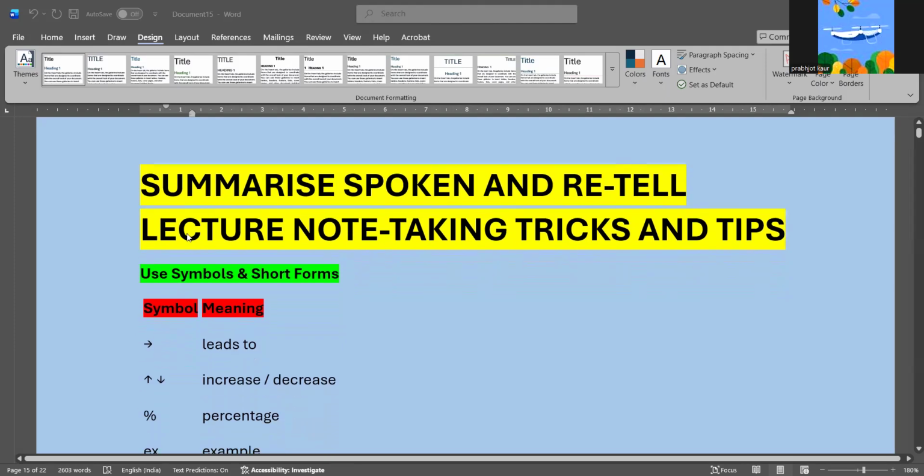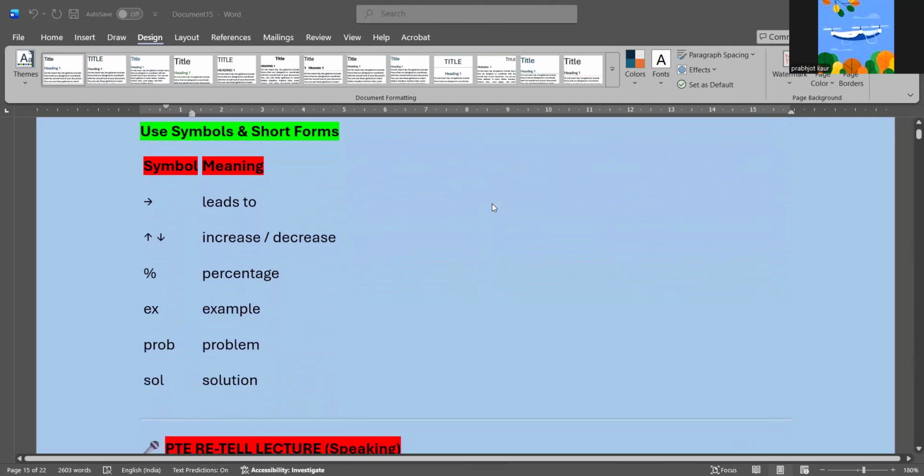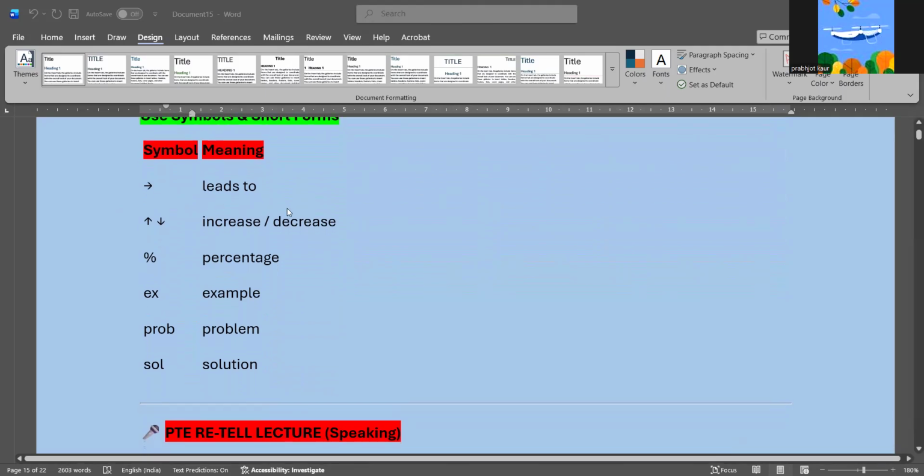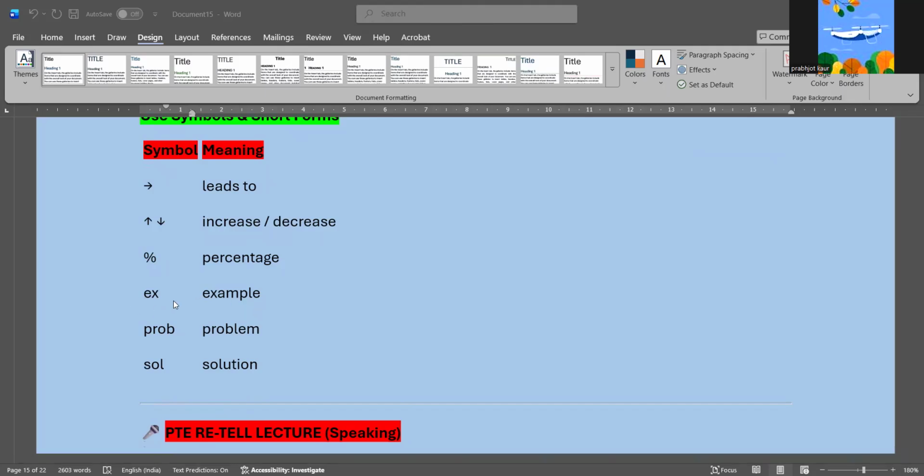So, here's what you should do: use symbols and short forms when you note down the keywords for Summarize Spoken Text and Written Lecture. So, here are the symbols and here are their meanings. An arrow means leads to. You should write down words like increase or decrease with symbols, like percentage or the plus sign. For example, use short forms for problem and solution.